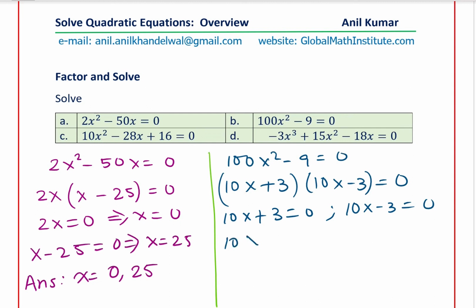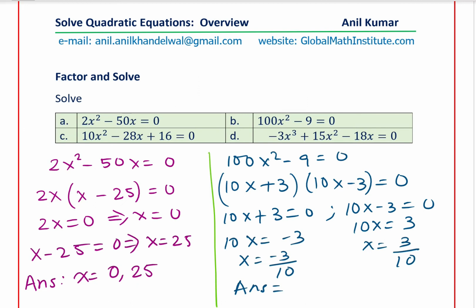So we get 10x equals minus 3, or x equals minus 3 by 10. Here we get 10x equals plus 3, x equals 3 by 10. And so we can write down our answer as, you can also write in decimals if you want to, plus and minus 0.3. Is that clear to you?